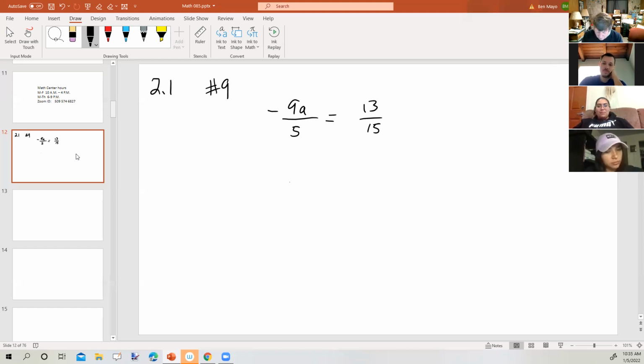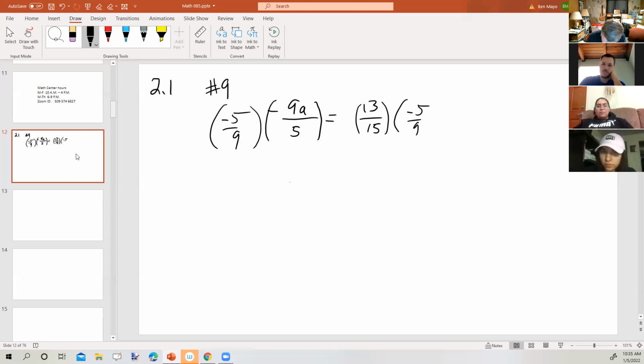Okay, so we are going to multiply both sides of the equation by the reciprocal of the coefficient of the variable. The variable is a. Its coefficient is -9/5, so its reciprocal would be -5/9. The reason we choose that is because a number times its reciprocal equals 1. So -5/9 times -9/5 is 1. 1 times a is a. So we've isolated a, the variable.